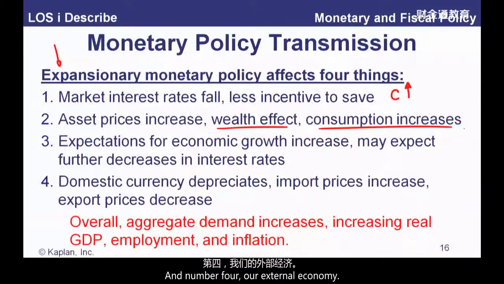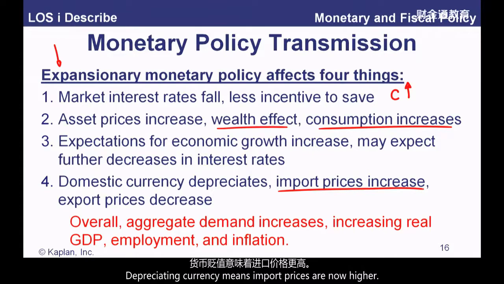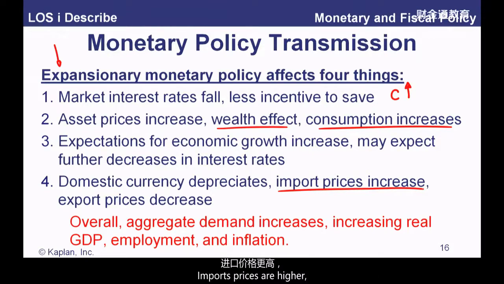And number four, our external economy. Your domestic currency depreciates. The argument here, interest rates are falling, then it's less attractive for people to hold your currency. They will sell your currency and your currency will depreciate. Depreciating currency means import prices are now higher. If import prices are higher, it's more expensive for us to import. That means import levels are falling.